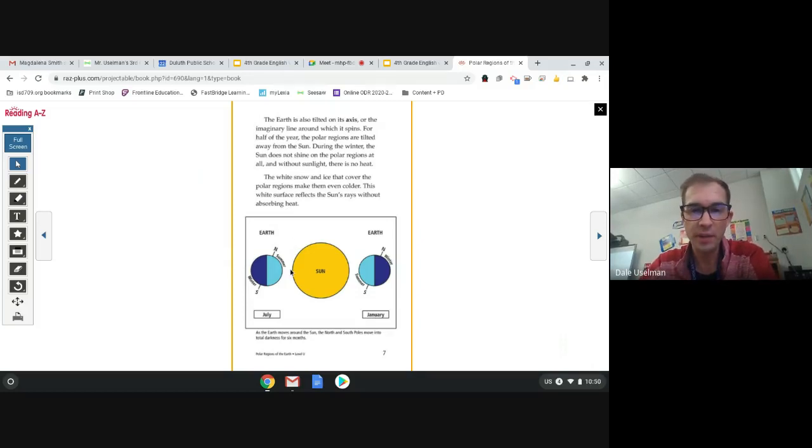So here I have a picture of the Earth in July and a picture of the Earth in January. And you can see that in July, the north part of the Earth is facing the sun more. So that means that it's going to be much colder on this other side here. And you can see in January, the south side of the Earth is closer to the sun, facing the sun, whereas the north side, that's having winter because it's facing the other way.